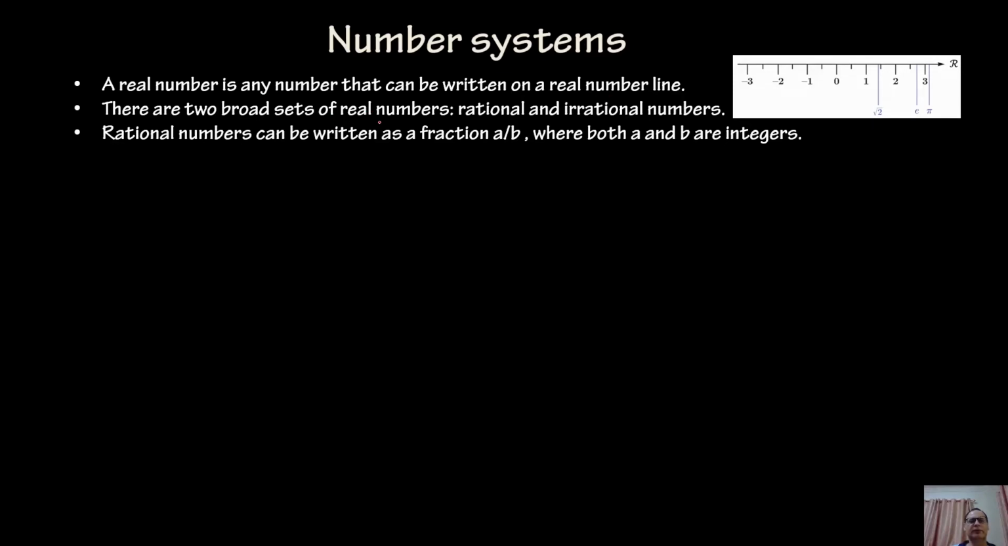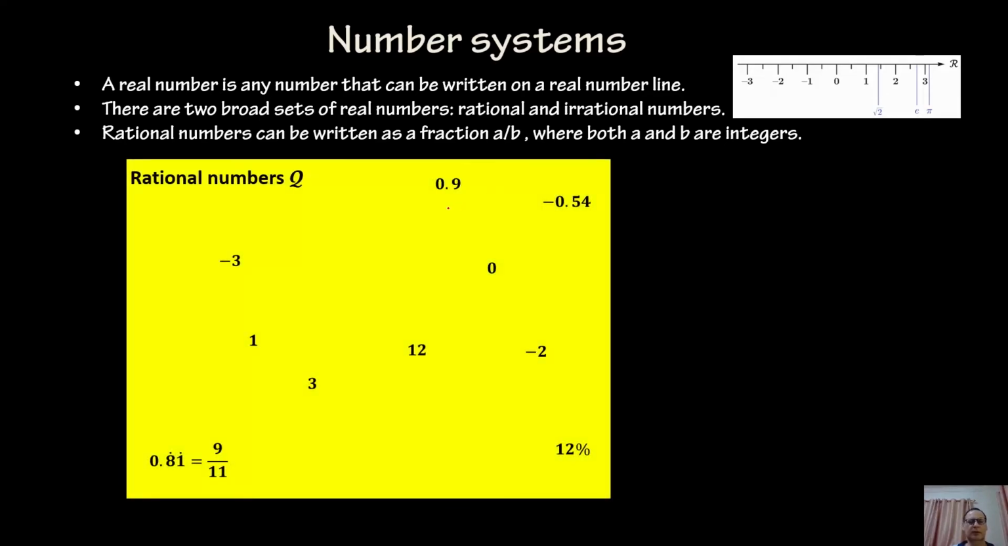There are two broad sets of real numbers. They are rational and irrational numbers. Rational numbers can be written as a fraction a on b, where both a and b are integers. Here's our first set, the set of rational numbers. As I mentioned here, we can write all of these numbers as fractions.